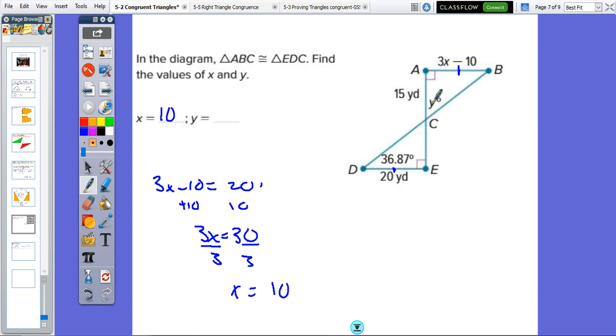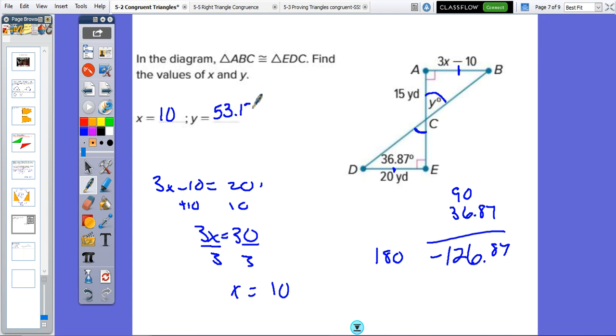Now when it comes to y, we're talking about this angle right here. This angle is vertical to this next one down here. So now we look at this triangle. We have two of the three angles, the 90 and the 36.87. We add them up, we get 126.87. We're going to subtract that number from 180 because, again, the sum of the three angles is 180 degrees. We end up getting 53.13 degrees.